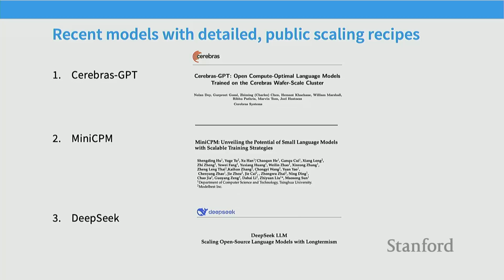So I'm going to talk about Cerebras-GPT, MiniCPM, and DeepSeek. And each one of these will have a pretty different mix of scaling strategies, and it'll also have different things to teach us about how to get scaling right. So we'll get started.